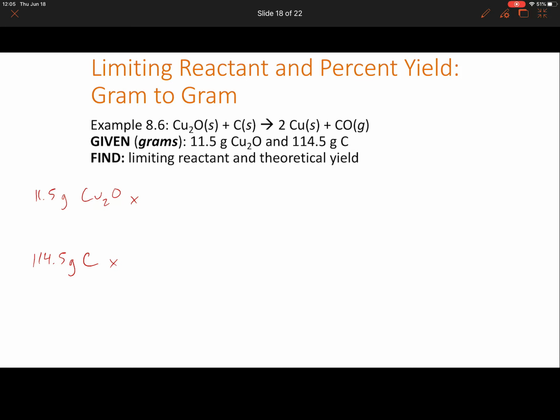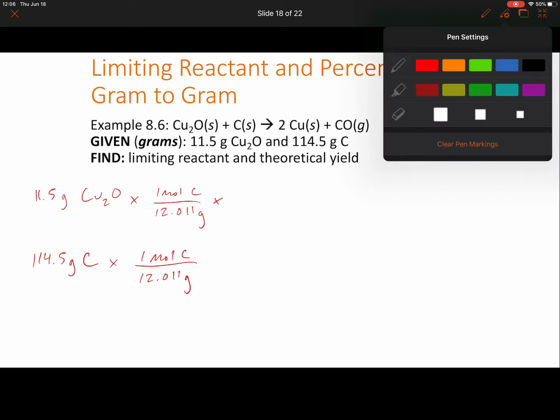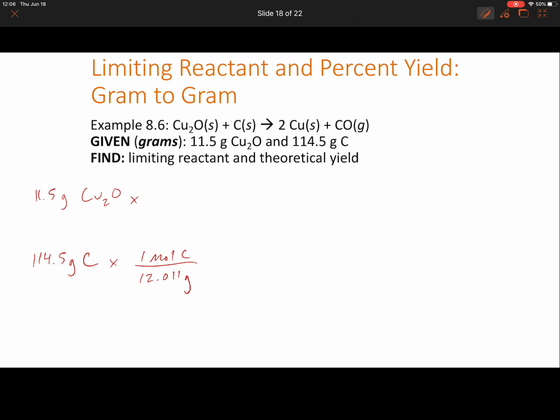So I'm going to go through here and fill in all the molar masses. Sorry, that was wrong. I put that in the wrong spot. Let me fix that. I was doing carbon in my mind. All right, so this one is 1 mole of copper 1 oxide, and that has a mass of 143.10 grams. That gets us into moles of our reactants.